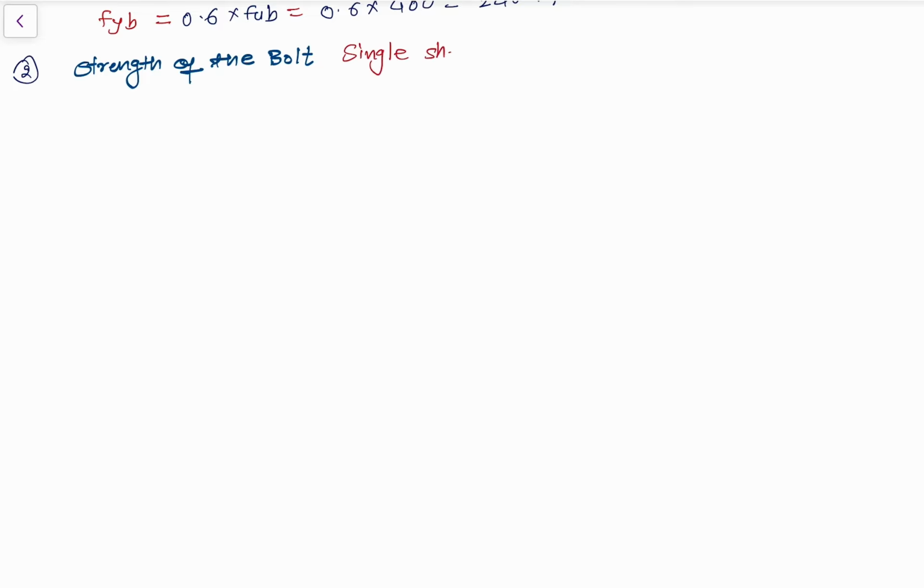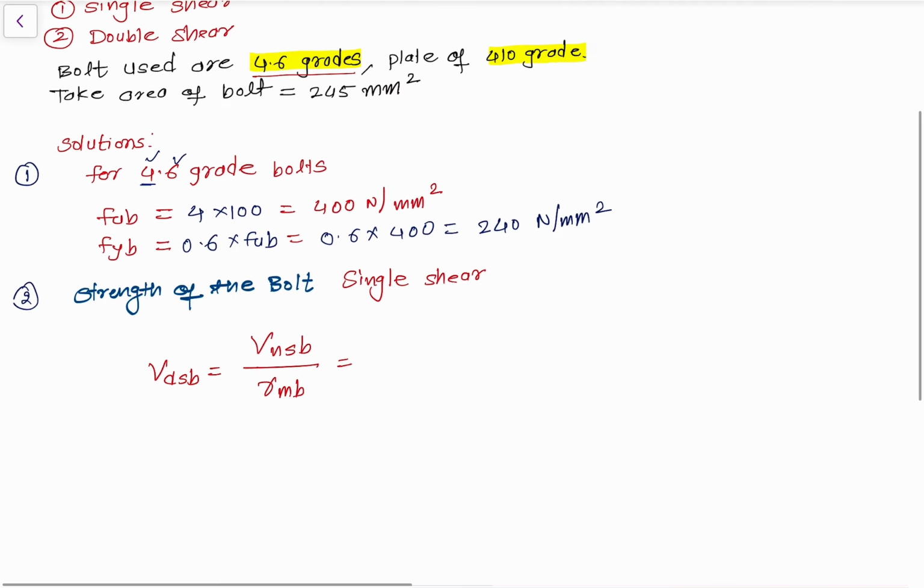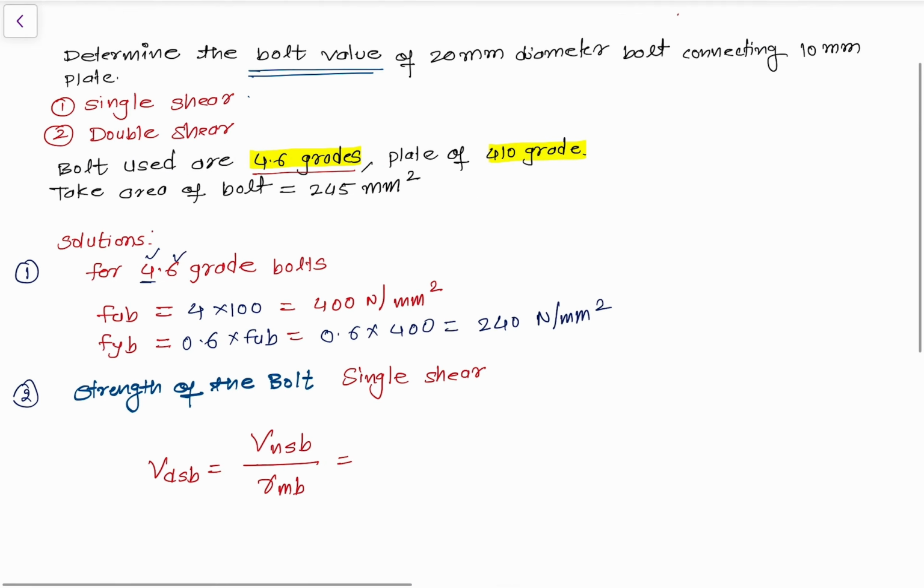In single shear, the formula is VDSB equals VNSB divided by gamma MB. This is the formula. In my lecture number 1 and lecture number 2, I have explained this formula. This is my lecture number 3, where I am explaining this numerical.